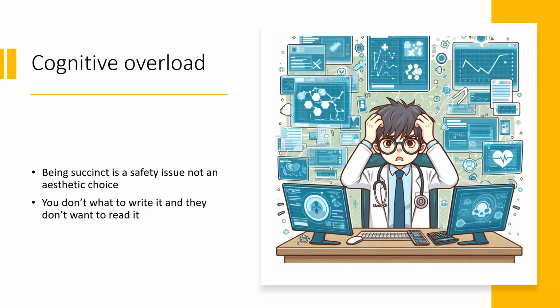A key concept that drives all of this is that of cognitive overload. Being succinct is not an aesthetic preference, it's a safety issue. When our brains get overloaded, we make mistakes. There's an awful lot of data for us to get our heads around, and your key role as a junior doctor is to reduce the complexity and present things in a way that enable good decisions to be made.